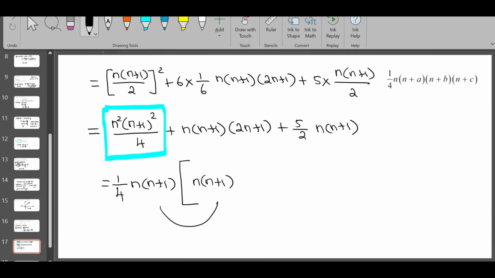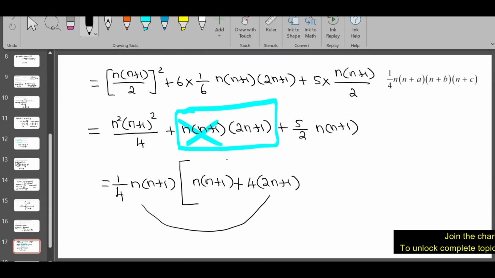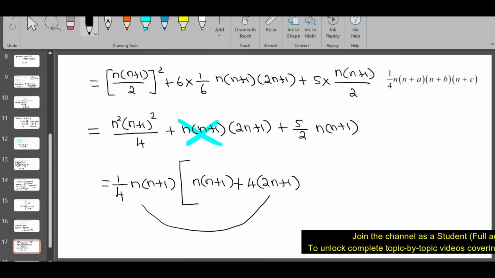Because if you multiply these two, you will get n squared times (n plus 1) whole squared. Plus, in the second term, if you take 1 over 4 n times (n plus 1), n times (n plus 1) will be gone, but there is no 1 over 4, so you need to put 4 times (2n plus 1). If you multiply these two, the 4 will be gone, you will get this term, right?